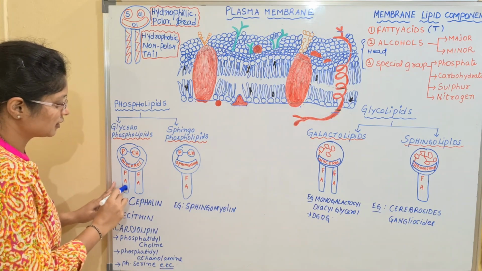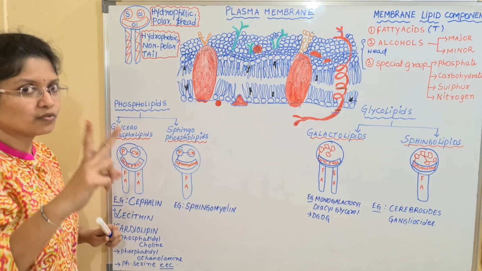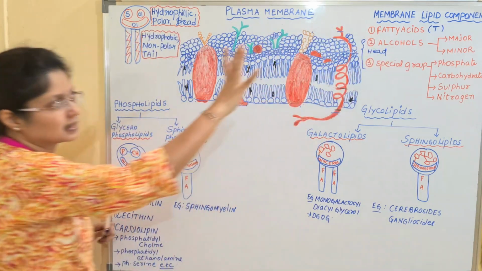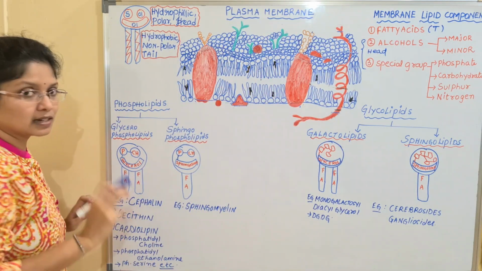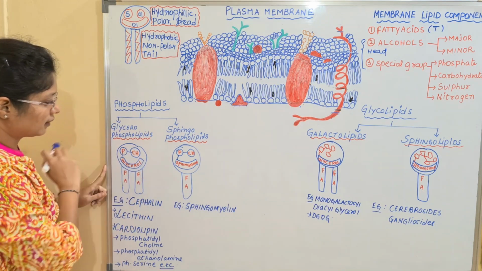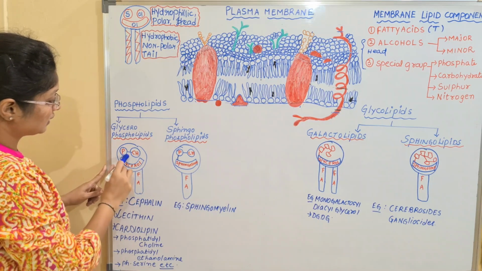How many fatty acid tails are present here? Two fatty acid tails are present. Look at this, I have told you three components are there. So fatty acids are done, the first component. So this is the tail region. And coming to the head region, again we have three components inside.